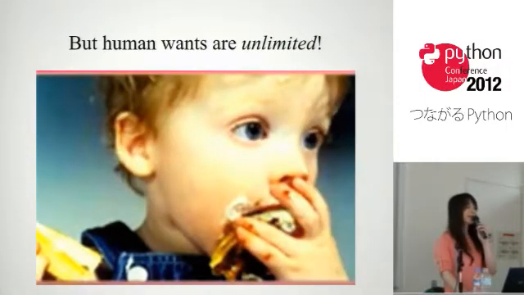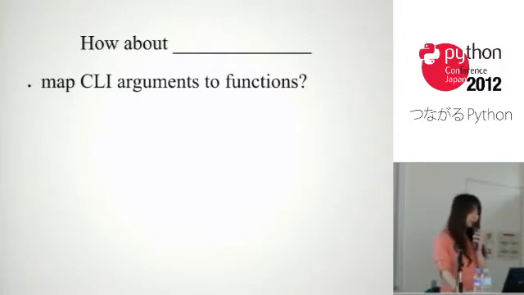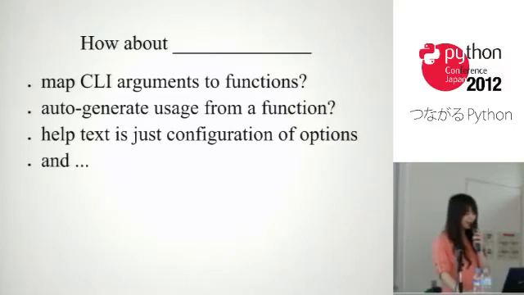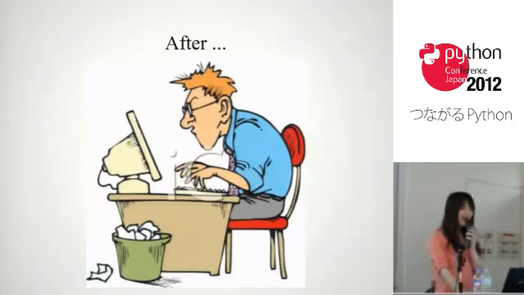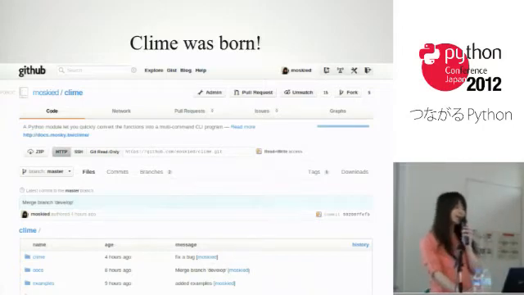But human wants are unlimited. How about mapping CLI arguments to functions? Auto-generating usage from the argument spec? Using the docstring as configuration of options? And more and more. After hard work, Clime was born. It's on the GitHub page, but not only on the GitHub page.